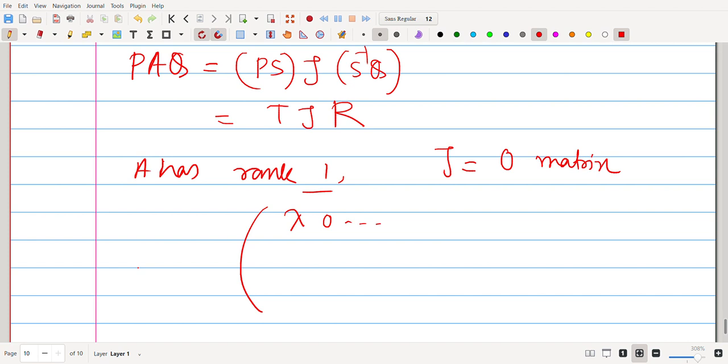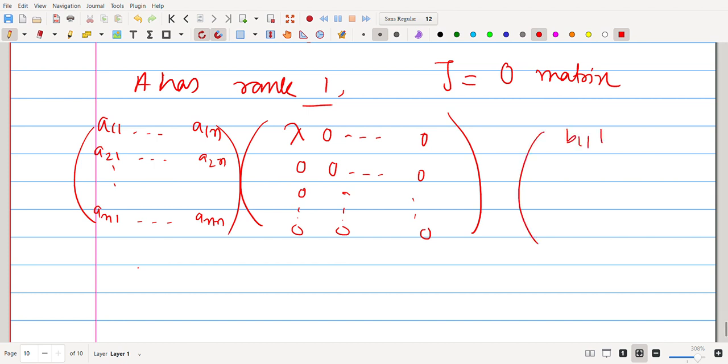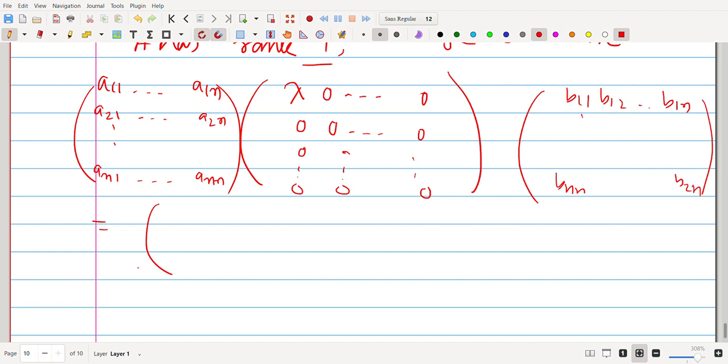So what is the possible Jordan form? The possible Jordan form is, say, the diagonal matrix with lambda in one entry and all other entries 0. Except for one entry, all are 0, right? So if you multiply it by some matrix B with entries b11, b12, up to bnn, exactly one entry is lambda, all the other entries are 0, and lambda is non-zero.